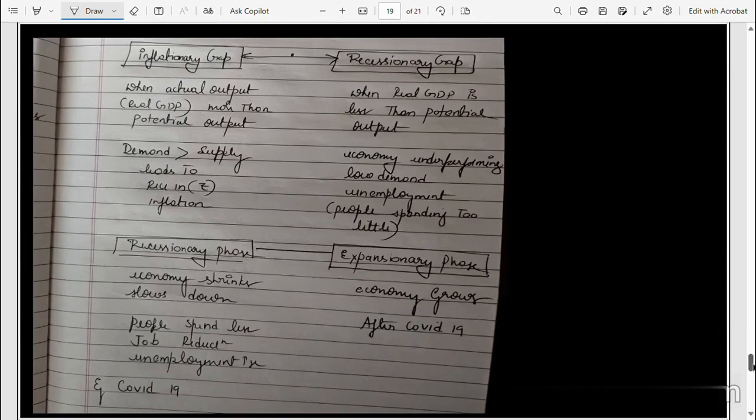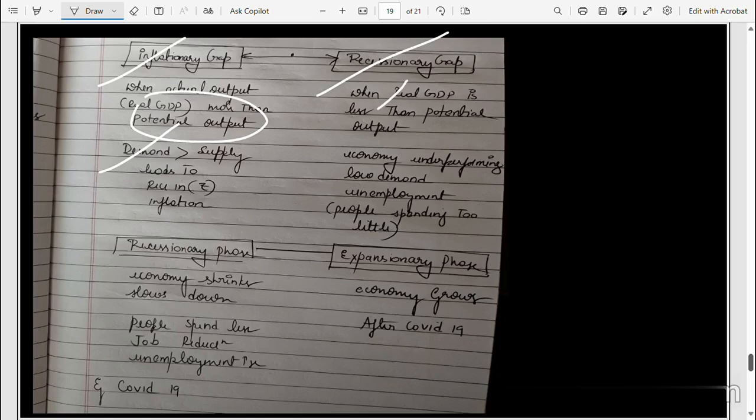So now we have another concept of inflationary gap and recessionary gap. So what is an inflationary gap? When the actual output, that is real GDP, is more than the potential output. I told you what potential output is. It's just an idea. So in the inflationary gap, demand increases and supply decreases. Imagine in a society, demand increases and there is less supply. If you go to a grocery store and the groceries are very few, but demand is more, the shopkeeper will increase the price of the groceries, right? So this will lead to inflation.